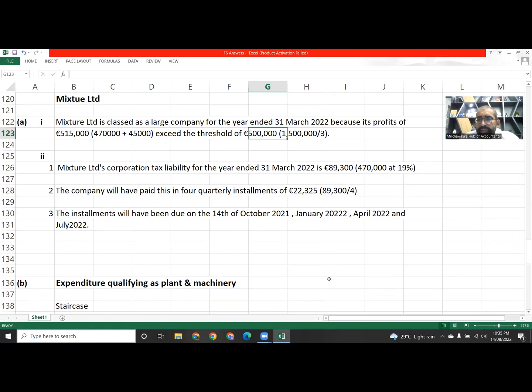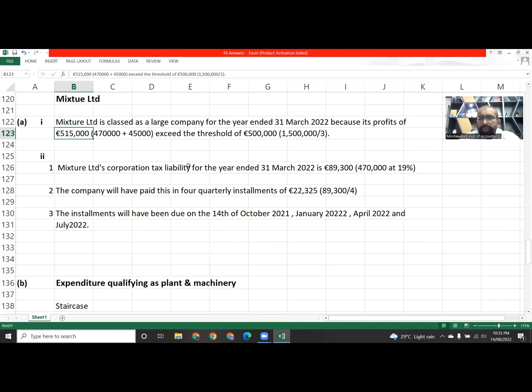1,500,000 divided by 3 is 500,000. Can you see this? And now, what is your augmented profit? 470 plus 45 is 515. So as your augmented profits are greater than this limit of 5 lakh, yes, you are a large company. This is simple 2 marks, no other discussion. As this is greater than the 500,000 limit, you are a large company. That's 2 marks you have done.